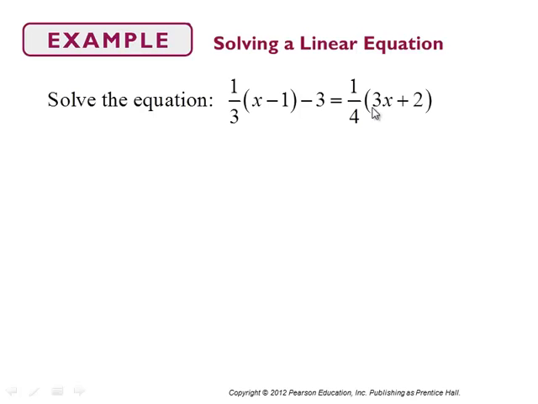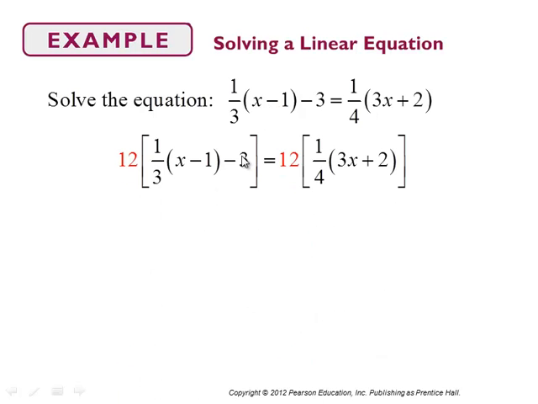You can take this equation, expand out both sides, or you can go through and multiply both sides by the least common multiple of any denominators or fractions that are involved. Notice these fractions, 1/3 and 1/4. Least common multiple of those denominators, 3 and 4, is 12. So we could multiply both sides of the equation by 12, which will clear out those fractions. 12 times 1/3 is 4. 12 times -3 is going to be -36 here. On the right-hand side, 12 times 1/4 is 3.